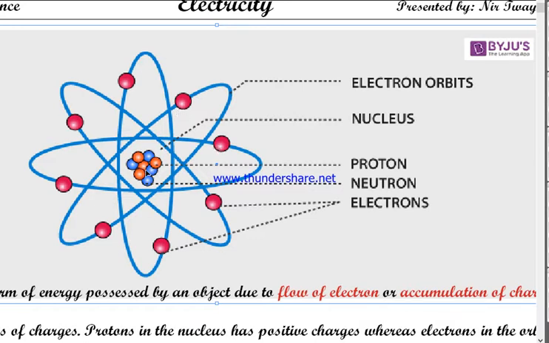So basically an atom is made up of three particles majorly. These are not the only particles found in an atom; other types of particles are also found, but most commonly these three particles are found: proton, neutron and electron. Proton has positive charge, neutron does not have any charge, whereas electrons have negative charge.